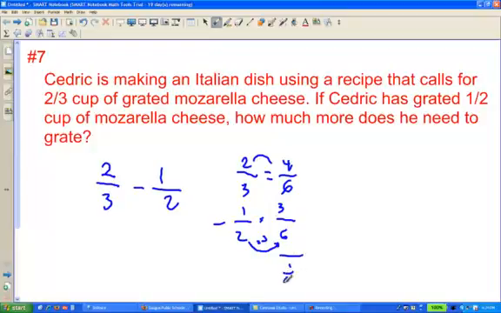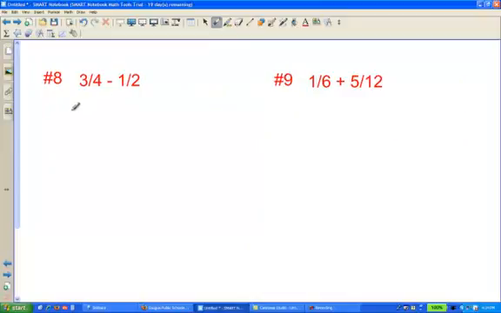So in a complete sentence, I could say, he needs to grate 1/6 cup more cheese. How's that? Number 8. I'm going to line them up again.